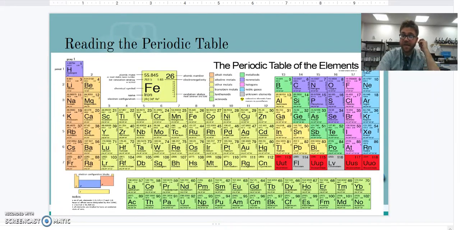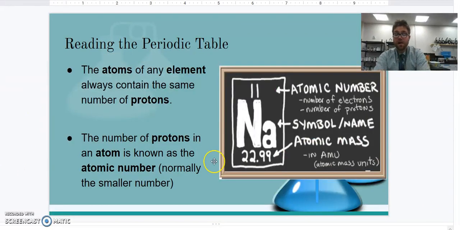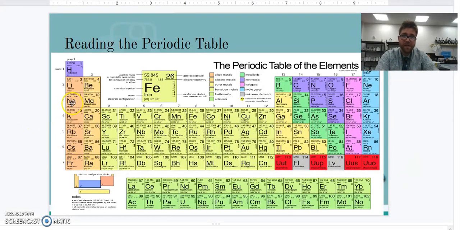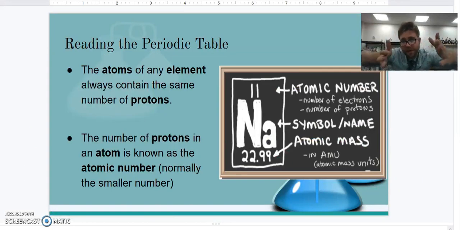There's a couple of things we have to know. There's so many numbers here, and we need to know what each of these numbers mean. So, looking at a small sample, we're going to take this periodic table and zoom in on sodium. Let's go in. And here we see sodium.